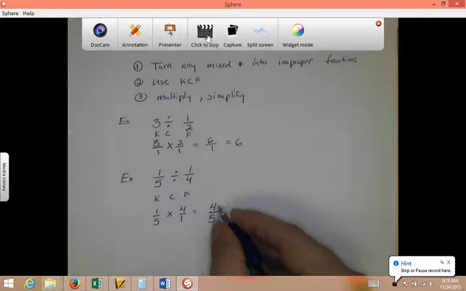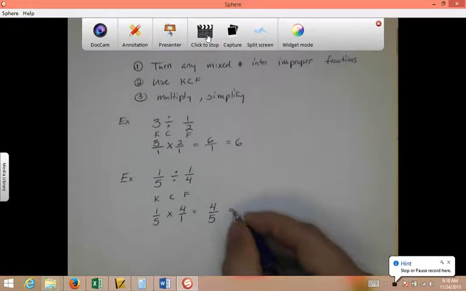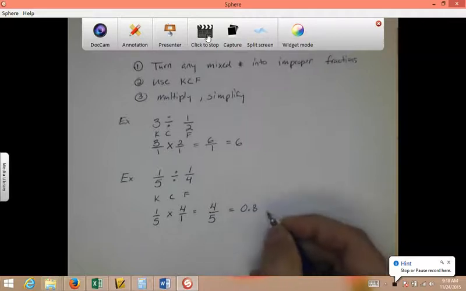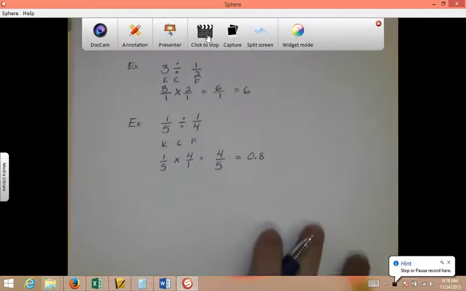If you want your answer like a fraction, that would be it. If you wanted it as a decimal, you could divide, although you wouldn't really have to unless the instructions tell you to. And 4 divided by 5 is 0.8. They tell you to put it in decimal? No. Only put it in decimal if they tell you to. Oh. I'll give you another example.